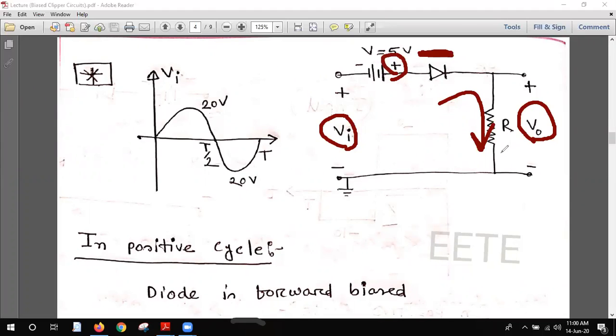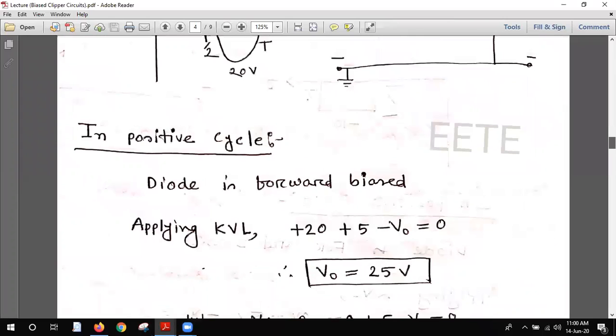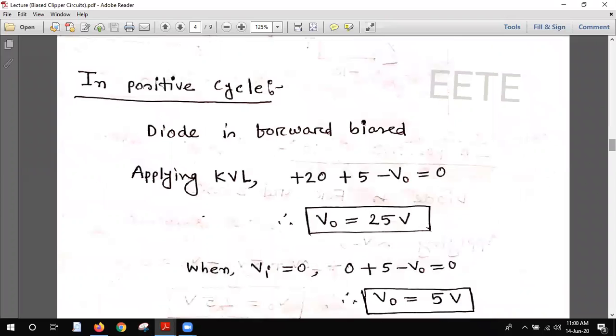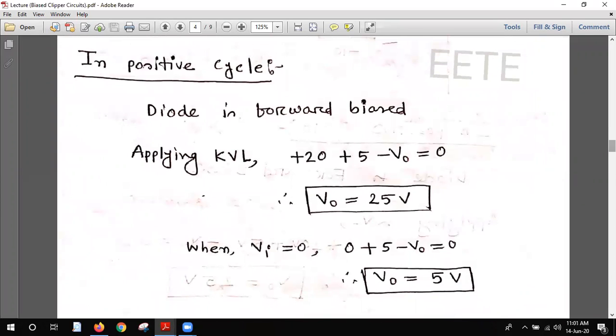Let's see what is written here. Yes, basically it is the KVL. If we apply the KVL, definitely the output voltage will be 25 volt. That is the peak voltage, because the 20 volt is the peak voltage in the positive cycle.